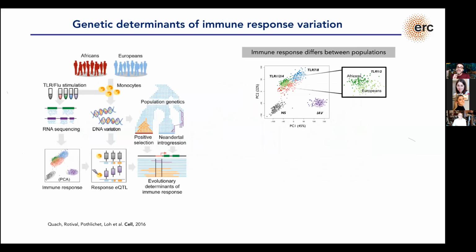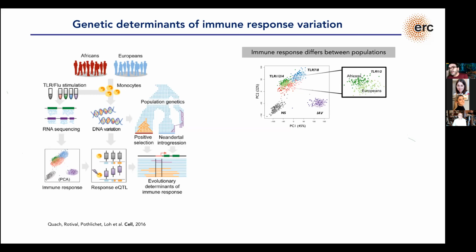And here you have a principal component analysis based not on genetics, but on gene expression upon infection. And as you can see, most of the variance is just explained by the condition of stimulation. Here you have the non-stimulated individuals. Here you have the individuals exposed to influenza virus. And here you have different viral and bacterial ligands.